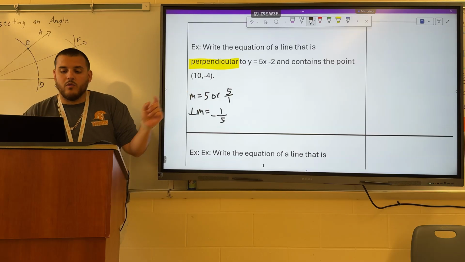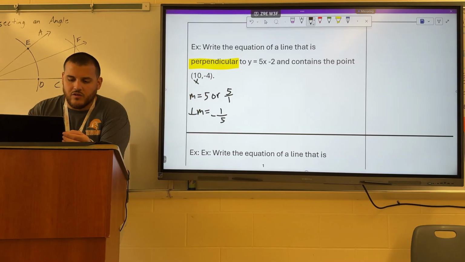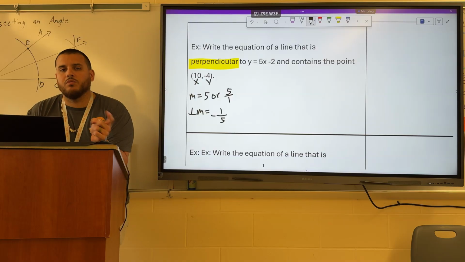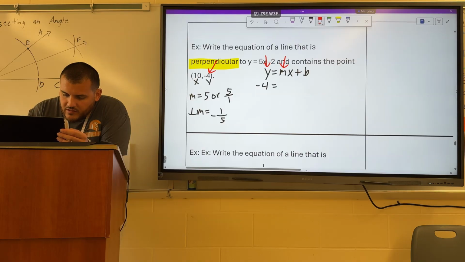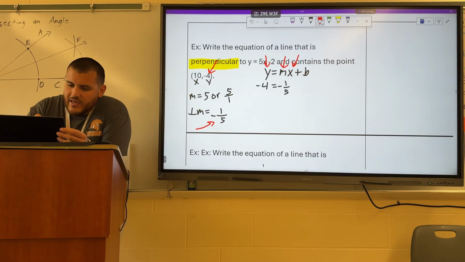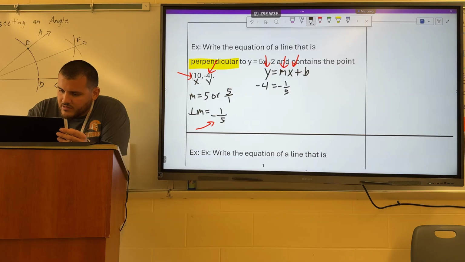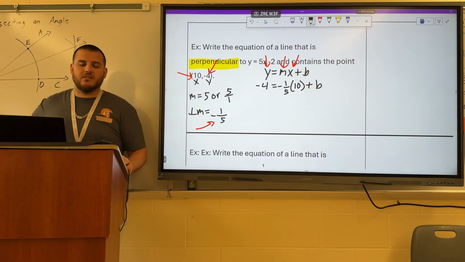So we're using that. Remember, we're using our x and our y from that given point that's on our line, and we're plugging that into our slope-intercept equation. So y equals mx plus b. We're substituting our y for the given y-coordinate of negative 4. We're substituting our m for the slope that we know we need. That perpendicular slope is negative 1 over 5. We're substituting our x for our given x-coordinate, which is positive 10. And the only unknown is that y-intercept that we need to solve for.